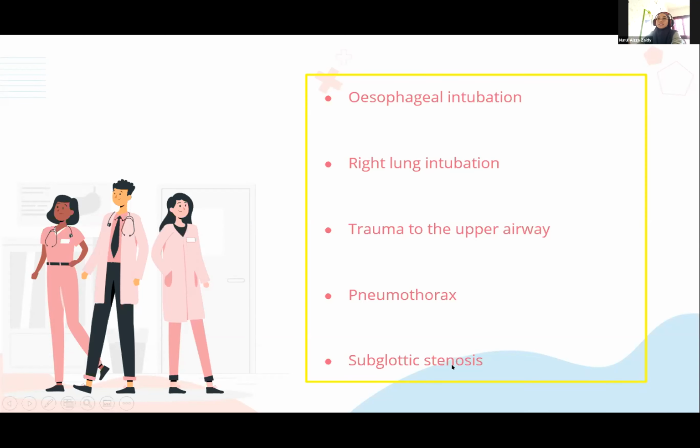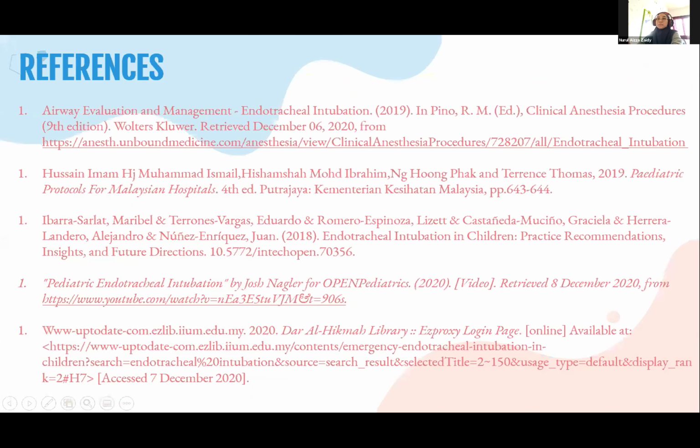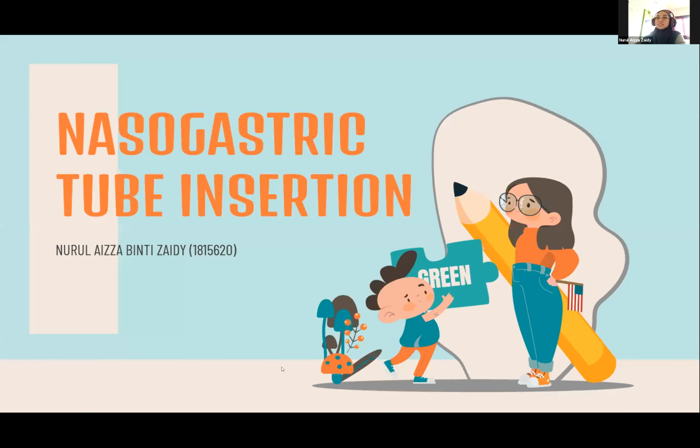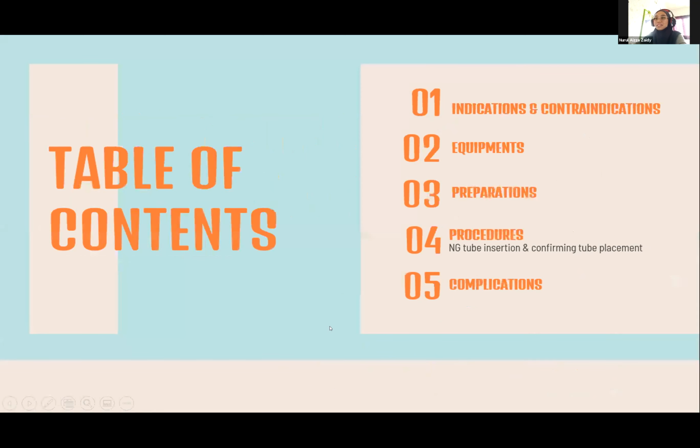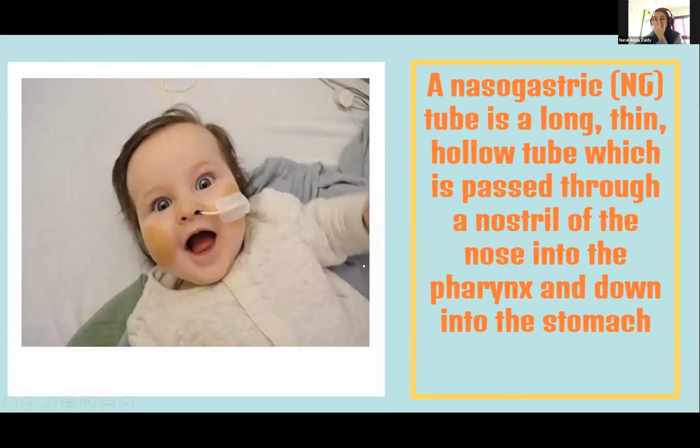Okay, next. Moving on to the second procedure, which is nasogastric tube insertion. These are the outlines of my presentation. I'm going to make it quick. A nasogastric tube is a long, thin, and hollow tube which is passed through a nostril of the nose into the pharynx and down into the stomach.